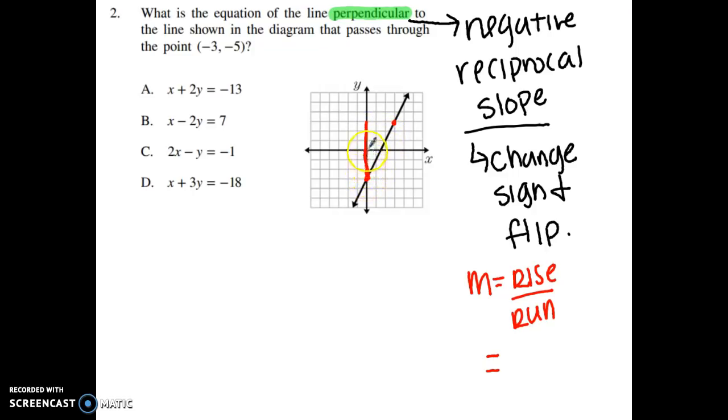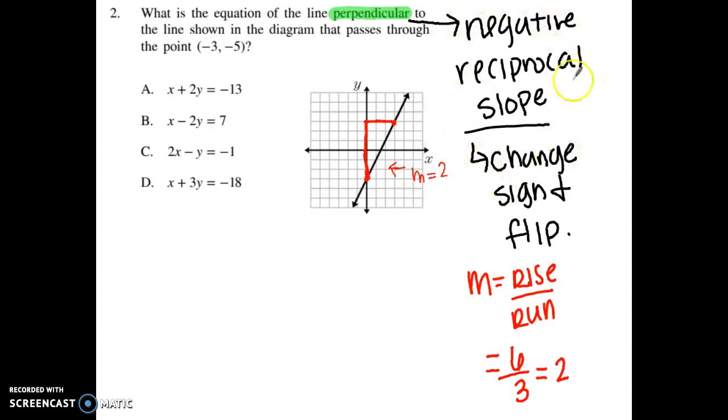So 1, 2, 3, 4, 5, 6, that's actually 6, over our run, and that is 1, 2, 3. So if we reduce that, 6 divided by 3 is actually 2. So the slope of this line, so the slope of this equation is actually 2.